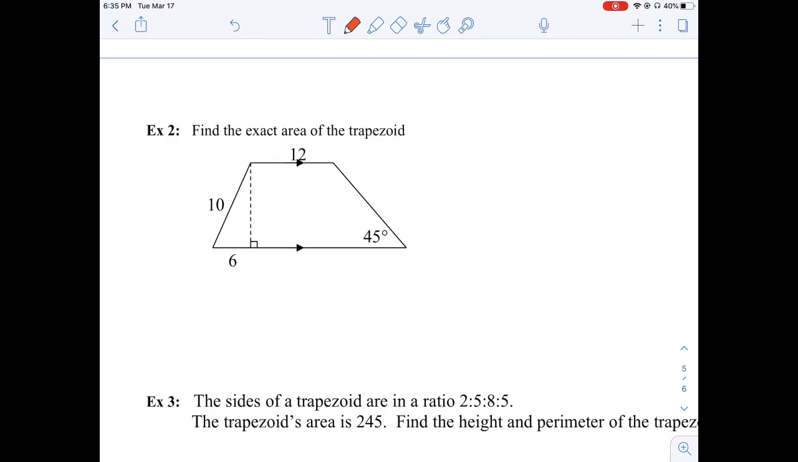I have a trapezoid, and they asked me to find the exact area. I know base 1, I don't know the height, and I don't know base 2. So there are multiple pieces that we're missing. There is nothing here that allows us to assume this is isosceles. I know this angle is 45. I cannot assume that the other base angle is 45. So we have to use the information that we know.